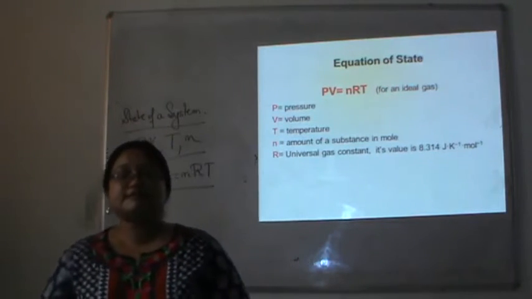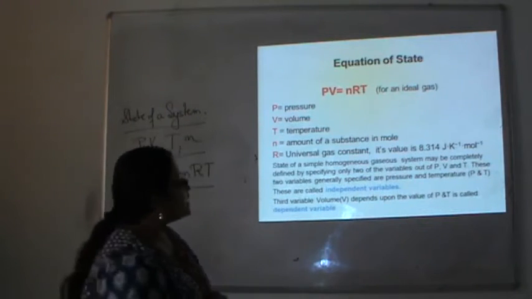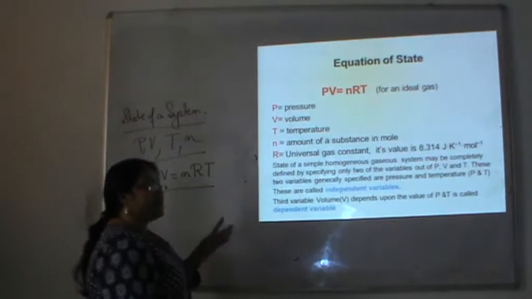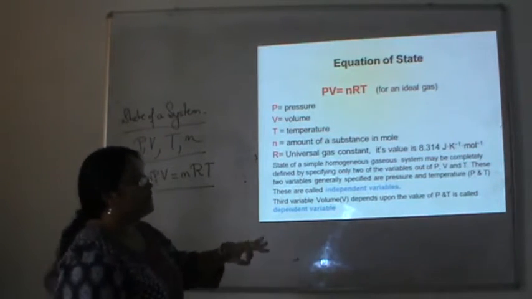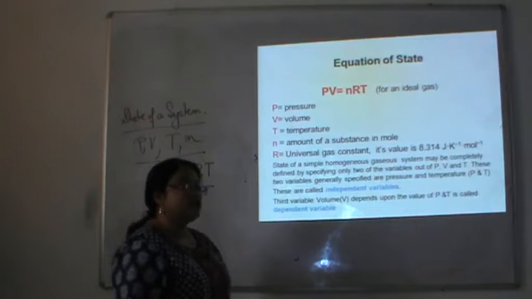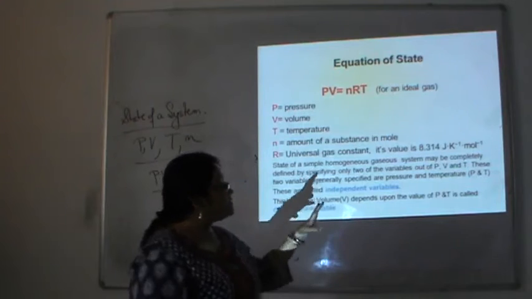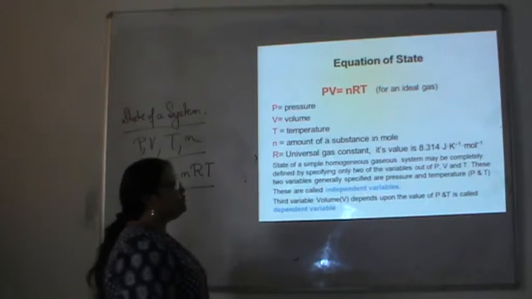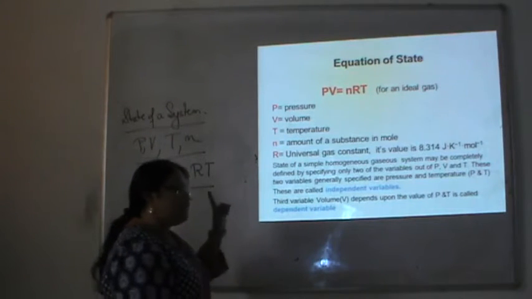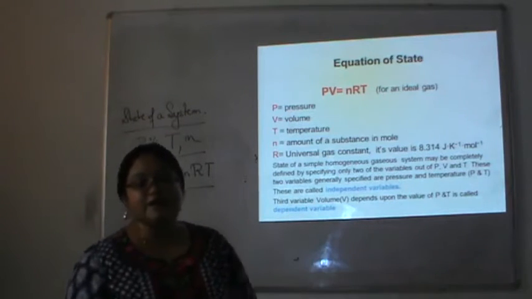So for homogeneous gases, the system may be completely defined by specifying only two of the variables P, V and T. That means if we change any one variable like V or T, the system is changed. So for simple homogeneous gases, the system is completely specified by two of the variables P, V and T. So P and T are called independent variables, and volume depends either on pressure or temperature. For that reason, volume is called dependent variable.